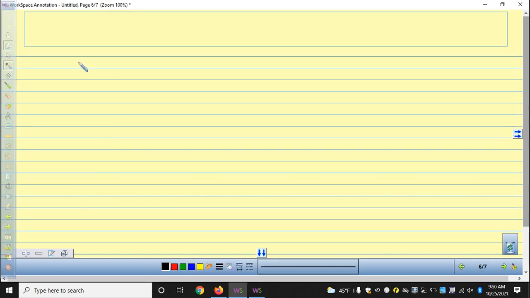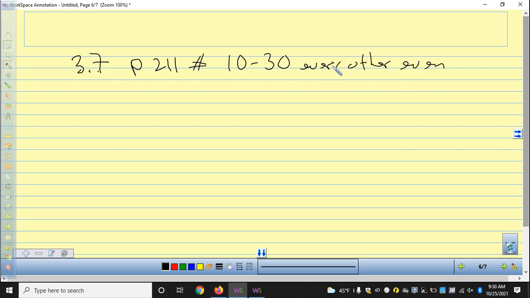All right. Our homework is in section 3.7. And this is page 211. 10 through 30, every other even, and number 64.